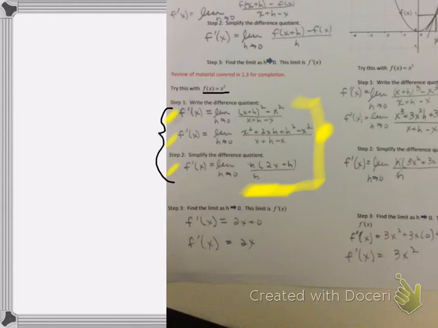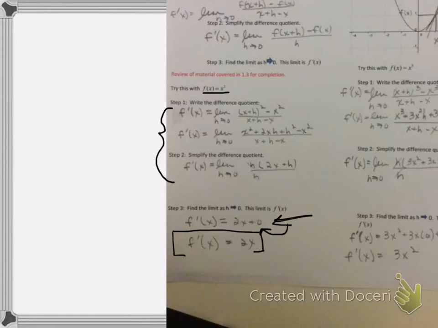Then we go down to step 3. In step 3, what you're going to see is no limit as h goes to 0. Why is that the case? Well, look right here. Do you see how you've already plugged in the 0? So you're actually taking the limit now. And here is your first derivative.